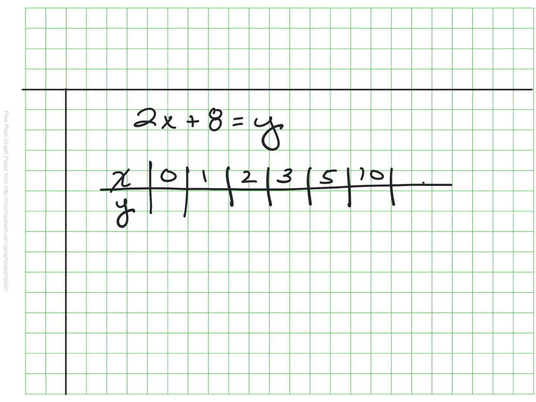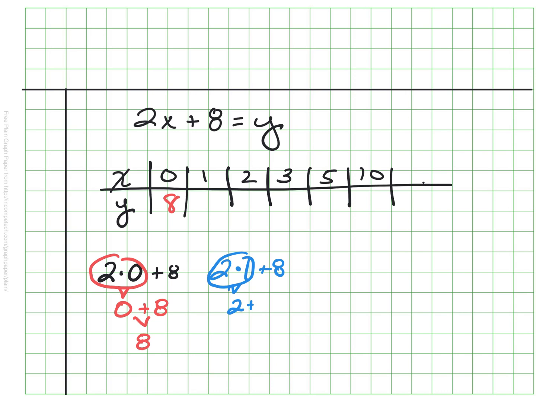So on the first one, right, if I had 2 times 0, if I replace that with a 0 and add 8, I know, of course, in my order of operations, I would multiply first, and then I would add, and my final answer would be 8. So 8 would go right there. And I can do the same thing with the next one. This time I would evaluate for when x is equal to 1, and I would go ahead and multiply first and then add.